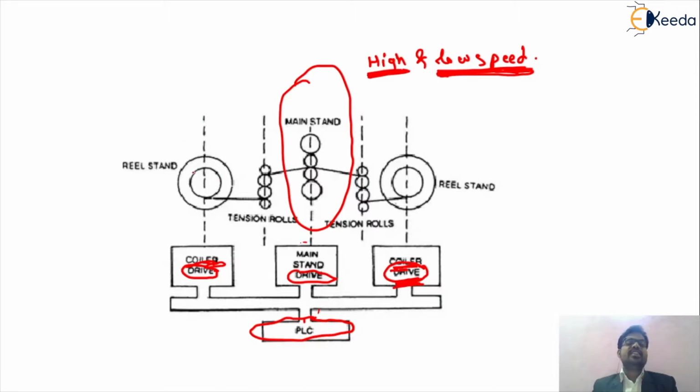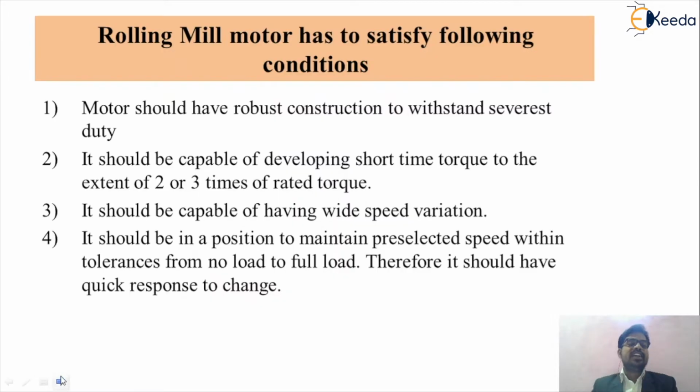So friends, this is the actual layout of your steel rolling plant. Now we can understand in detail what the different conditions in a steel rolling mill are while we are selecting different types of motors or drives for a particular purpose.